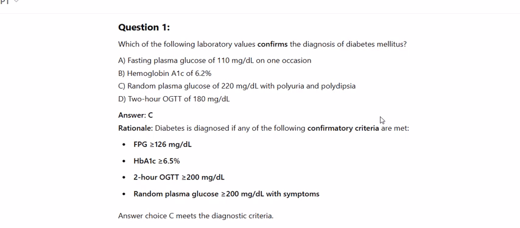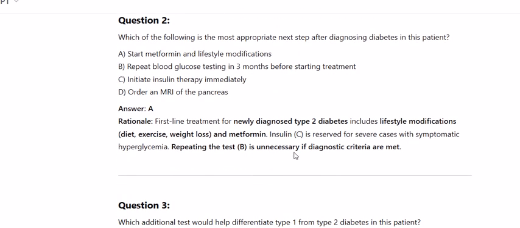Question 2. Which of the following is the most appropriate next step after diagnosing diabetes in this patient? A. Start metformin and lifestyle modifications. B. Repeat blood glucose testing in 3 months before starting treatment. C. Initiate insulin therapy immediately. D. Order an MRI of the pancreas.